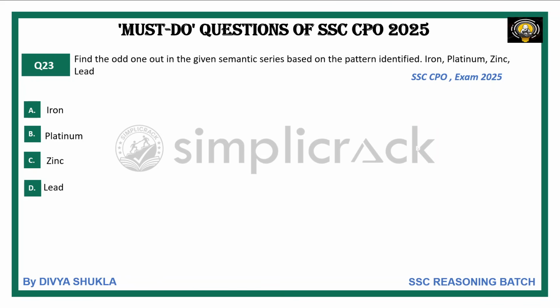Platinum is the odd one out, whereas iron, zinc and lead are not. The reason is very simple: platinum is a precious type of metal, whereas iron, zinc and lead are normal metals. That is why the odd one out would be option B. Okay, let's see the next question now.